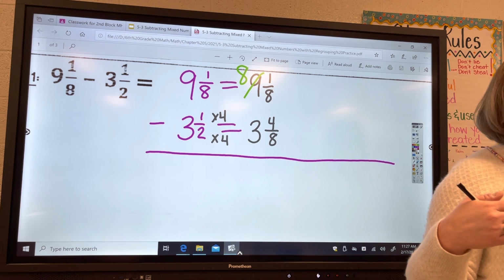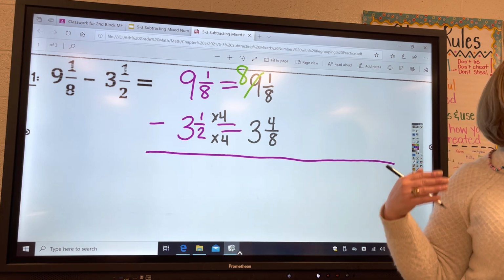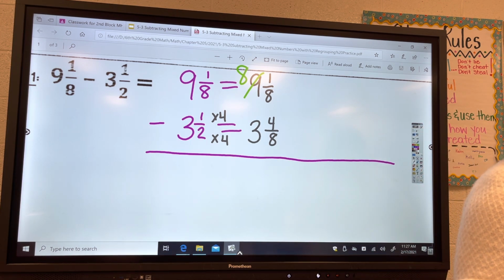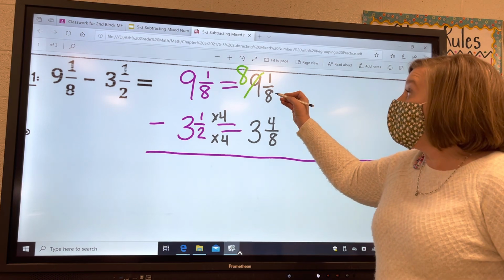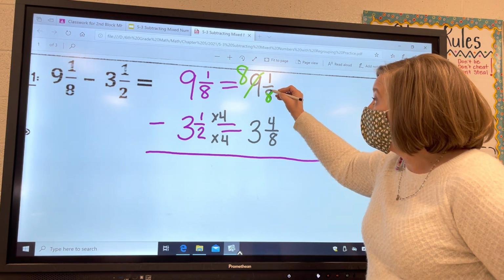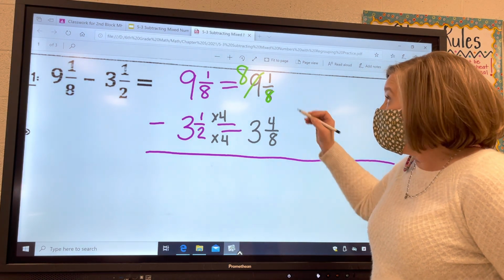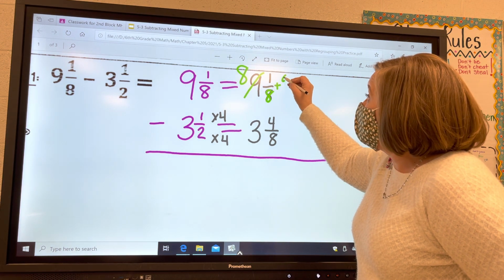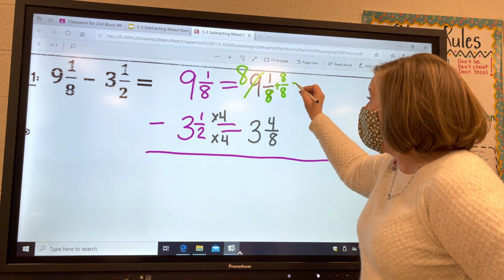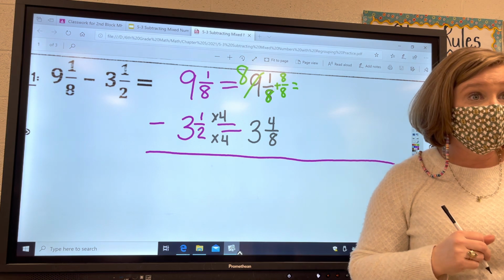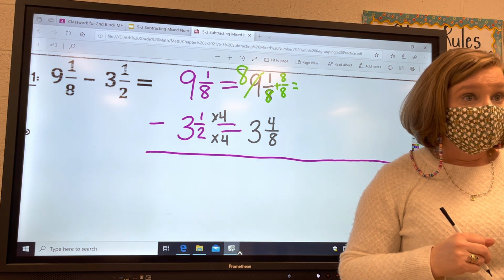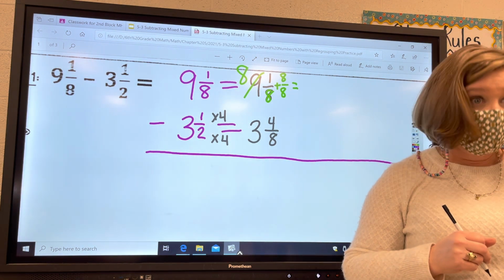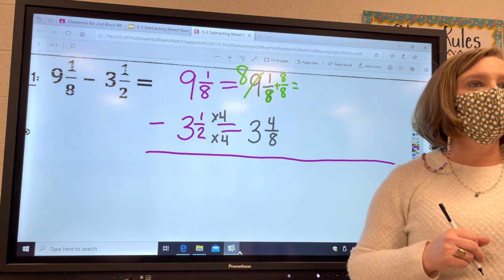3/3, thirds, 4/4, fourths. The top and the bottom have to be equal. Well, what do I want it to be for this one? An 8. So I'm going to add it to what I already have. Are you with me, Josh? Come on, Josh.